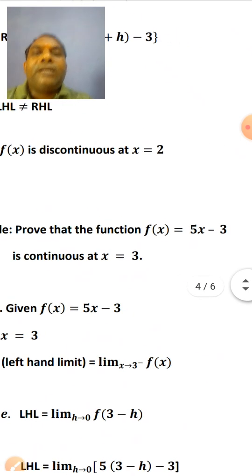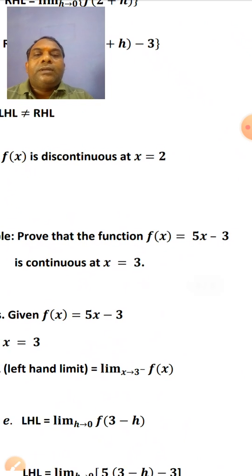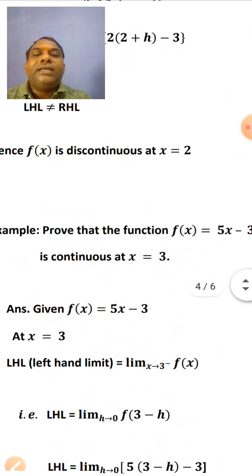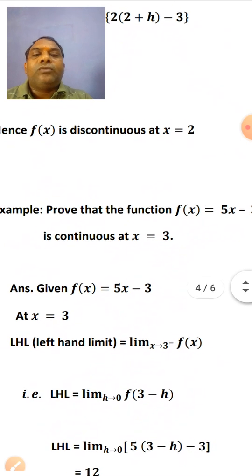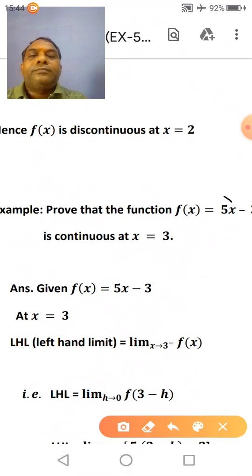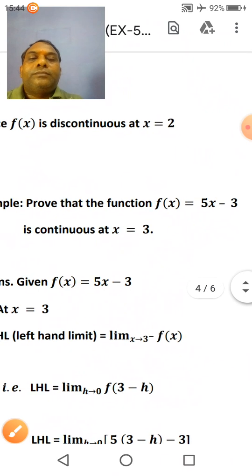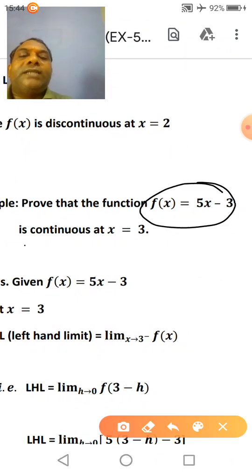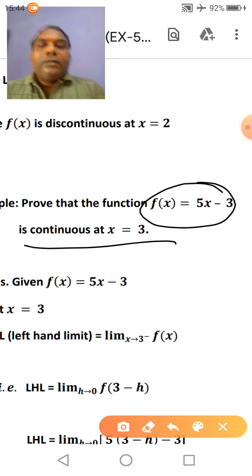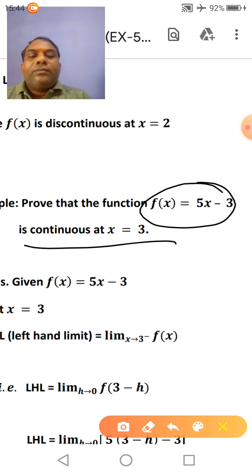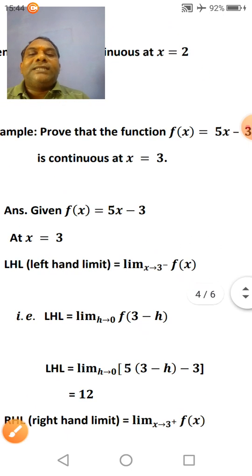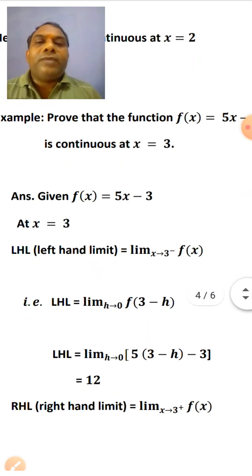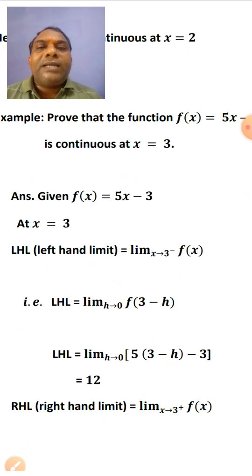Prove that the function f(x) = 5x - 3 is continuous at x = 3. So now, firstly we have to find LHL and RHL at x = 3 and also the functional value at x = 3. If LHL = RHL = functional value at that point, then the function will be continuous, otherwise discontinuous.